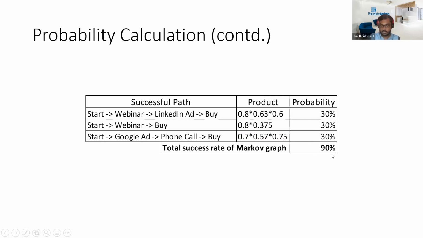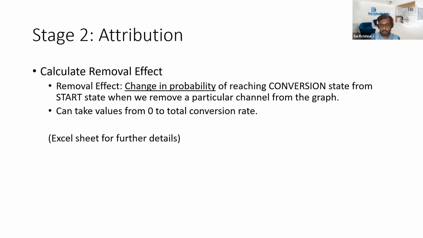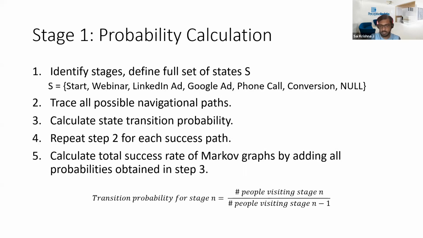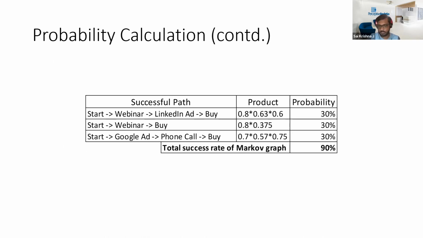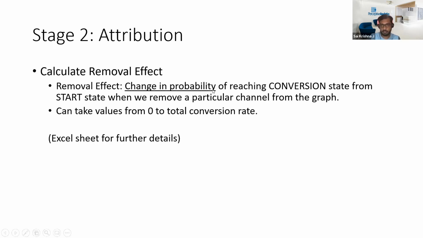Okay. Now where do you go from here? This is the first stage where you draw the Markov graph, calculate these probabilities, and then calculate the total success rate of the entire Markov graph. After finishing this first stage, you go to stage 2, which is the attribution. Swap, I will come to that point you were mentioning. We calculate something called the removal effect. What this removal effect basically means is the change in probability of reaching the conversion state from the start state when we remove a particular channel from the graph.